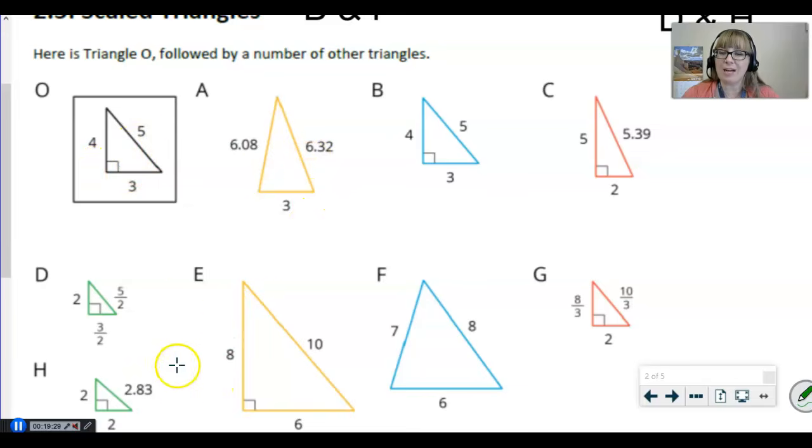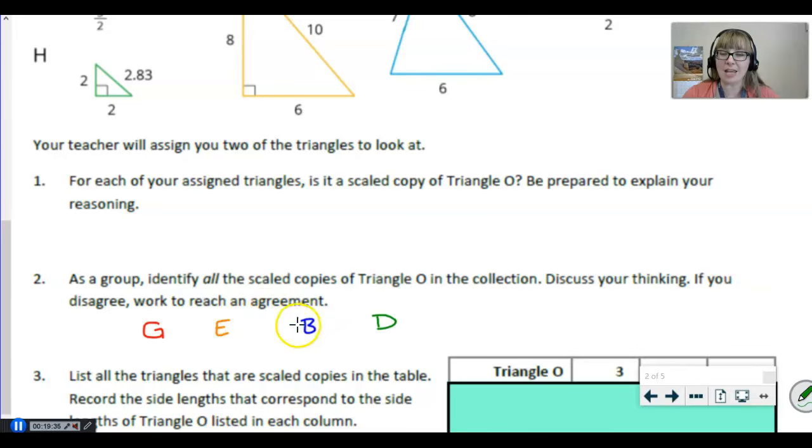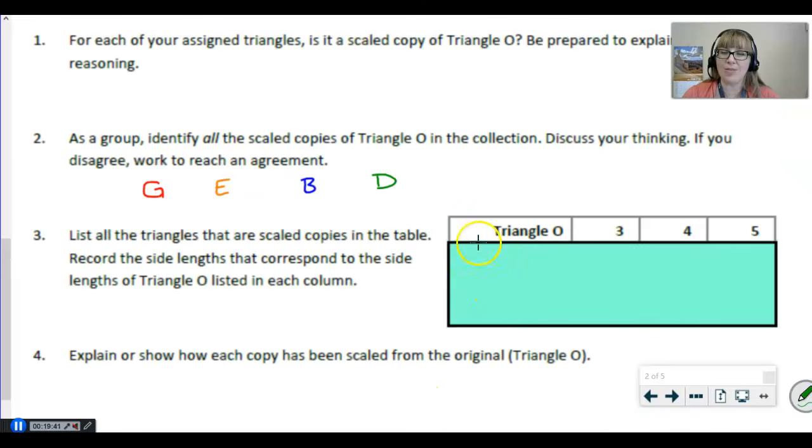So some of them were pretty easy and pretty obvious. Others were a little bit more tricky. But here are the correct ones: G, E, B, and D. So what we're going to do with that information now is we are going to put that information into a table.